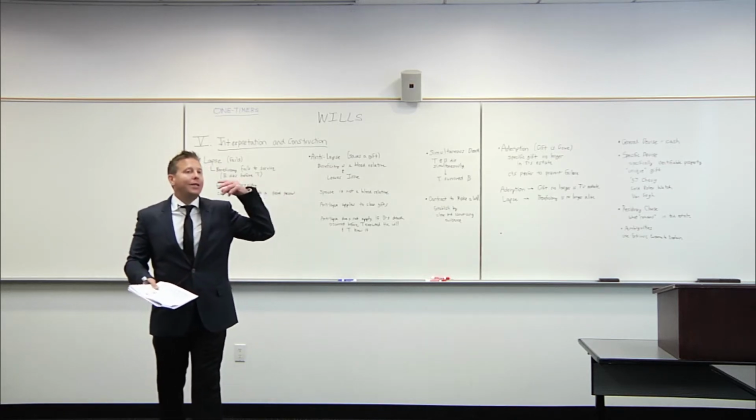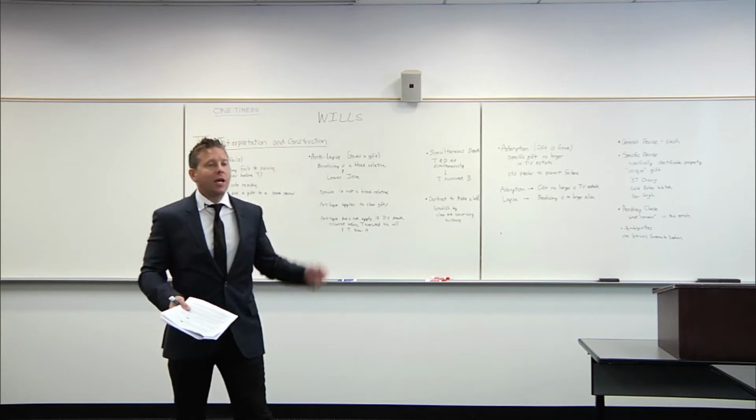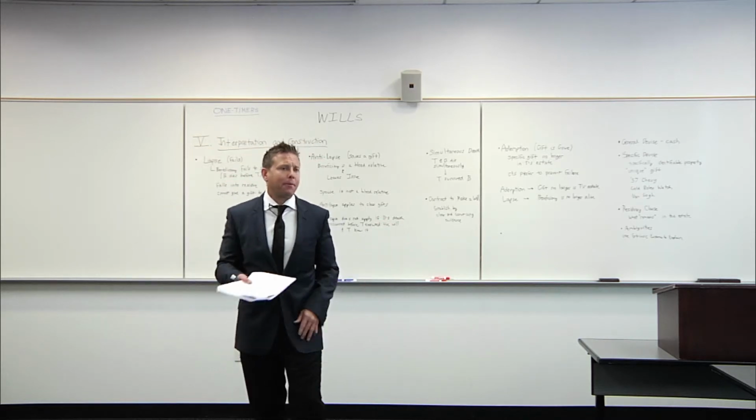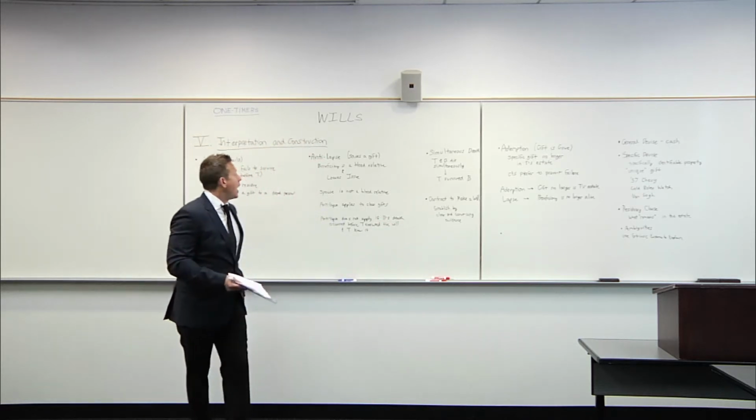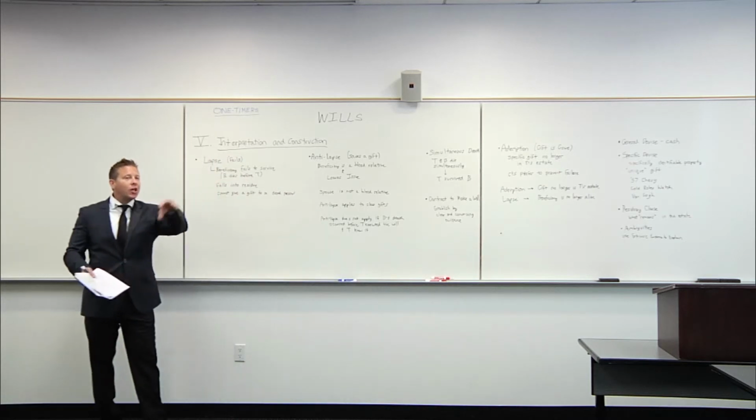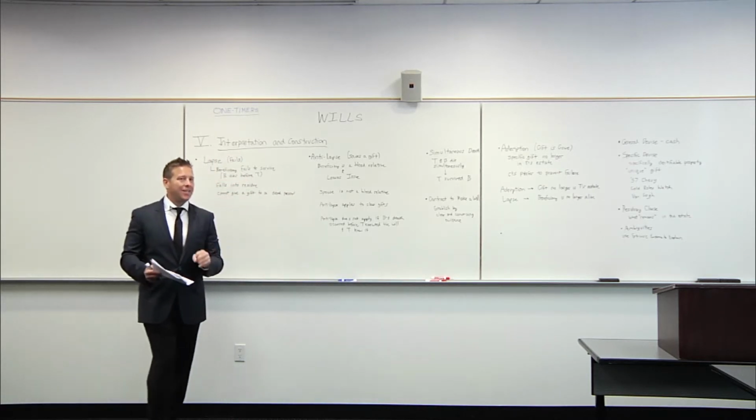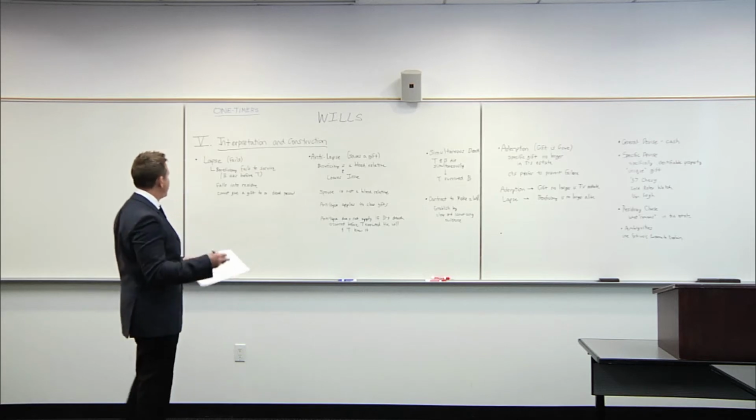So let's say I don't die until 2087, which is probably going to happen. I'll probably keep living though. But the court's going to look at the circumstances as they existed at the time the will was executed. But the will speaks to the testator's death.